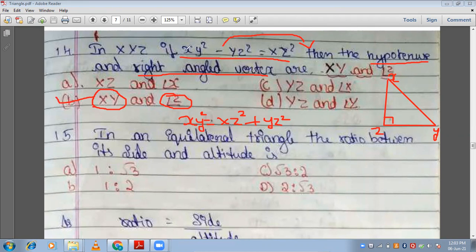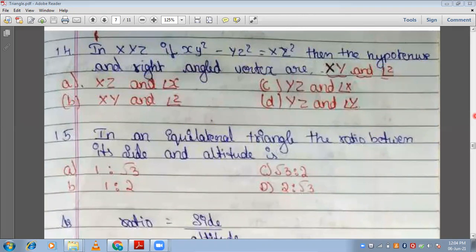So do some modification in the given question. You will get XY square is equal to XZ square plus YZ square. For this, apply Pythagoras theorem. The square of the hypotenuse side is equal to the sum of the squares of the other two sides. So the hypotenuse side is XY and the right angle is at Z. That's it.